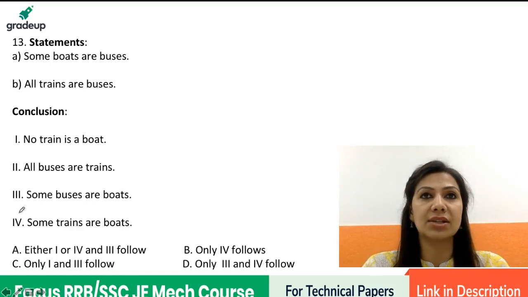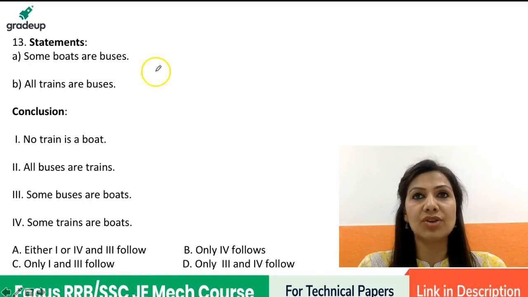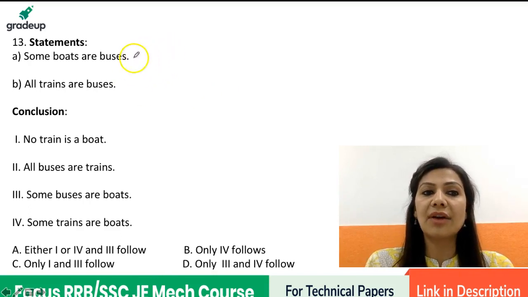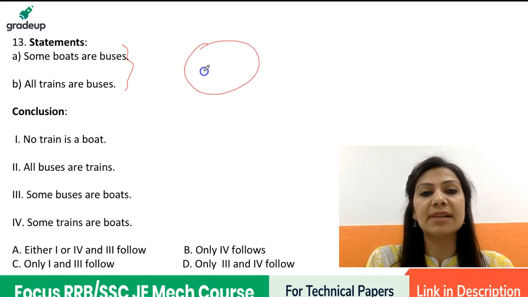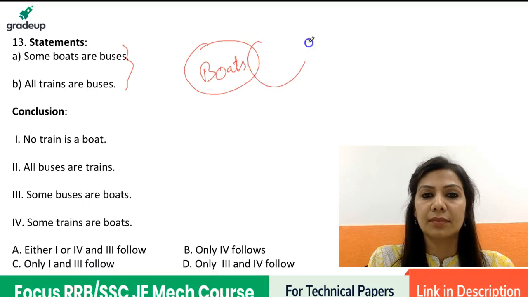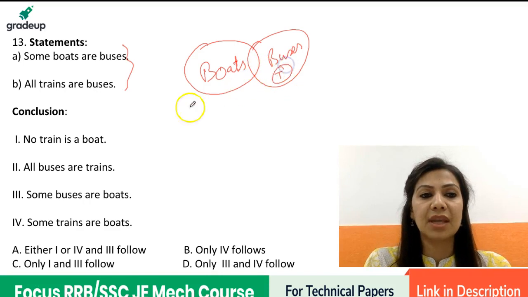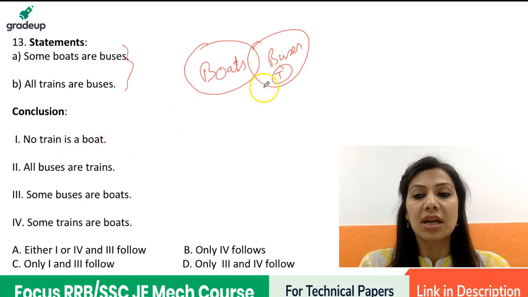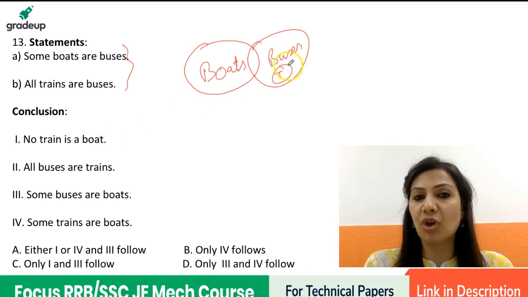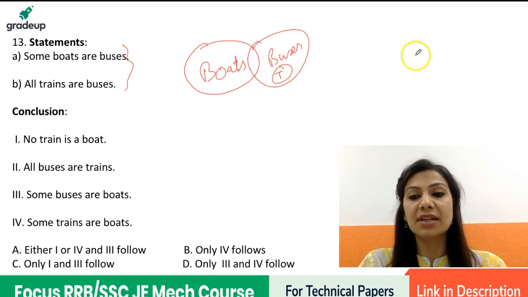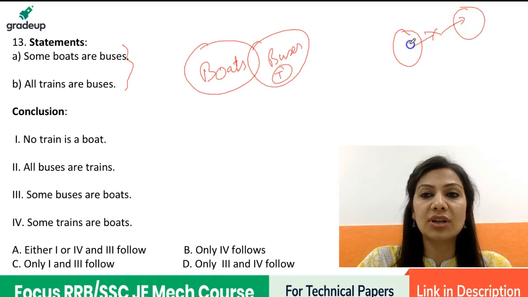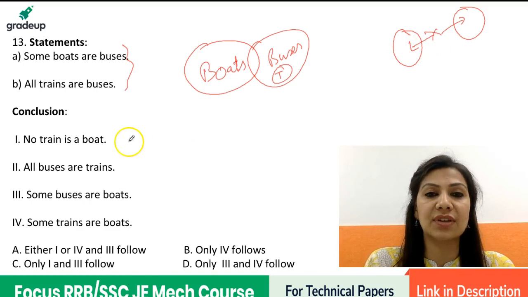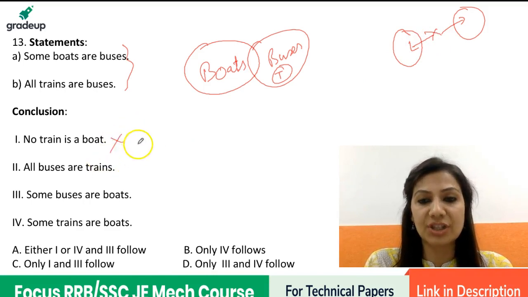Let's check out the next question solution, because it is a statement conclusion question. So you have to convert the statement in the form of a Venn diagram. First of all, some boats are buses and all trains are buses. So first is no train is a boat. It will be correct only if there is a complete cross existing between train and boat, because no relation can be denoted with the help of a complete cross. So this is a doubtful situation.